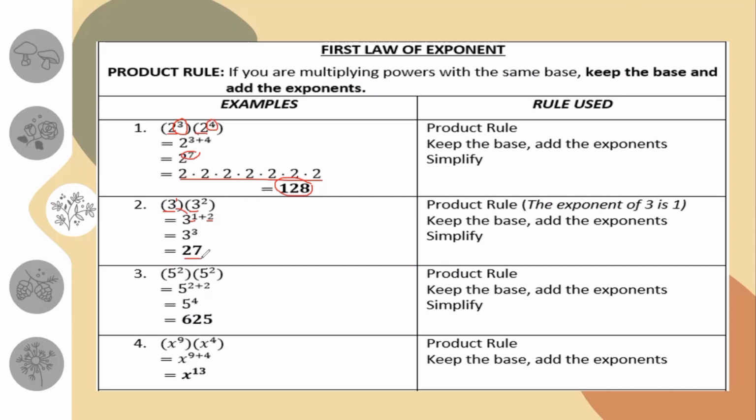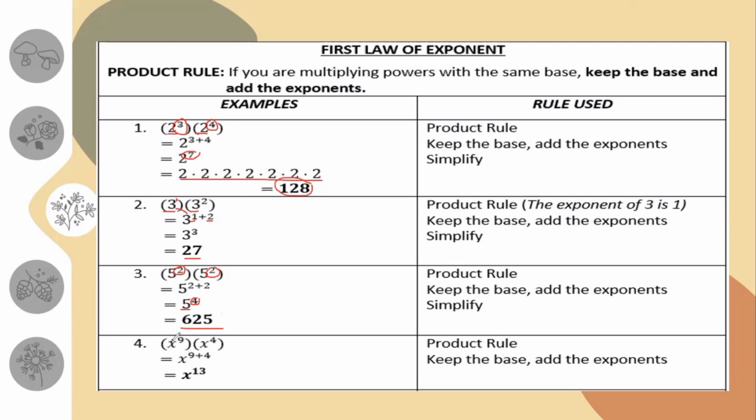Okay? Next. We have 5 squared times 5 squared. Okay, let's add the exponents. 2 plus 2. Very easy. The answer now is 5 raised to 4. And what is 5 raised to 4? 5 times 5 will give you 25. Times 5 is 125. Times 5 will give you 625.